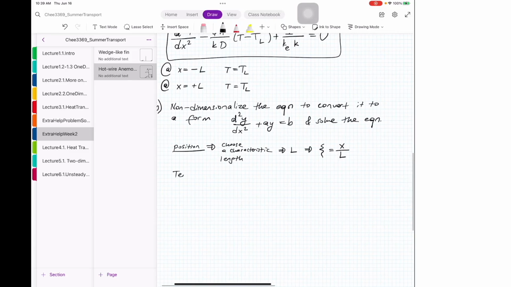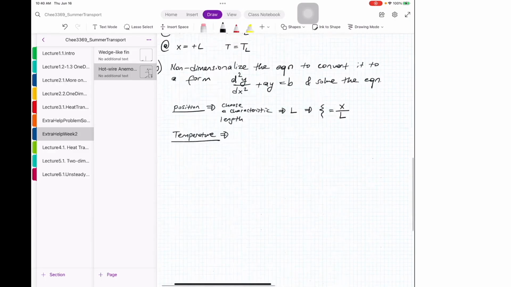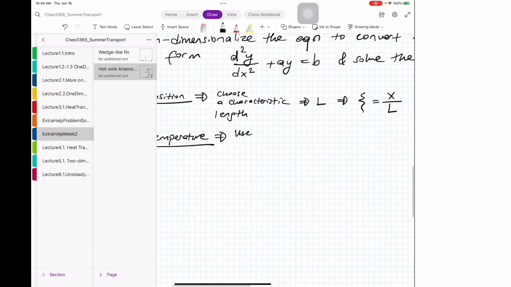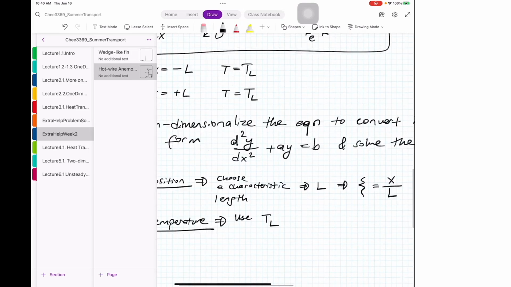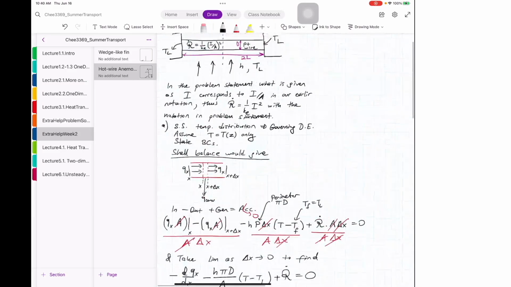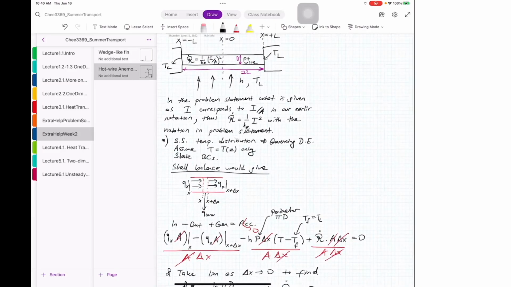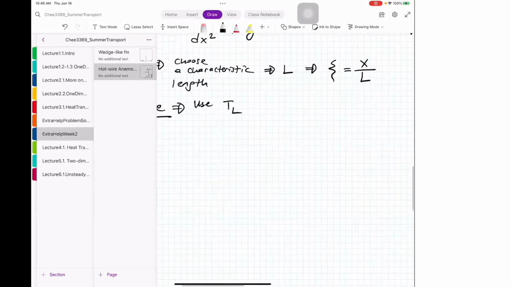For the temperature, the characteristic temperature is only TL, right? If I had TF different than TL, I would be definitely using the TL and TF at the same time. But this time I only have TL, so you can actually normalize T by TL, right?